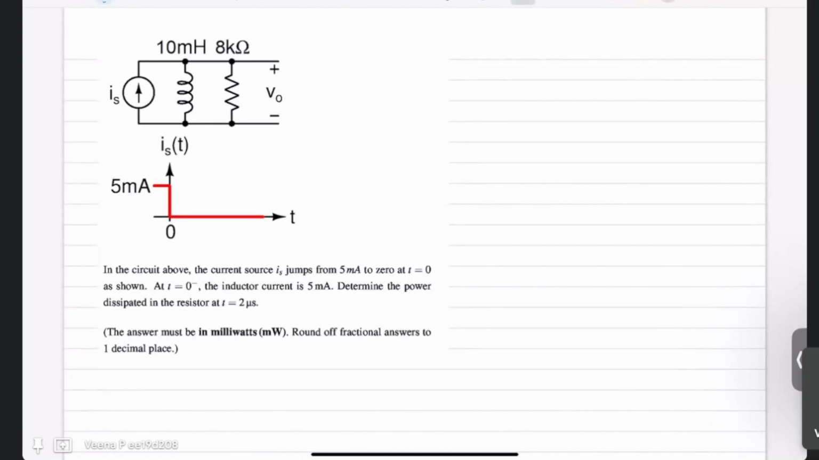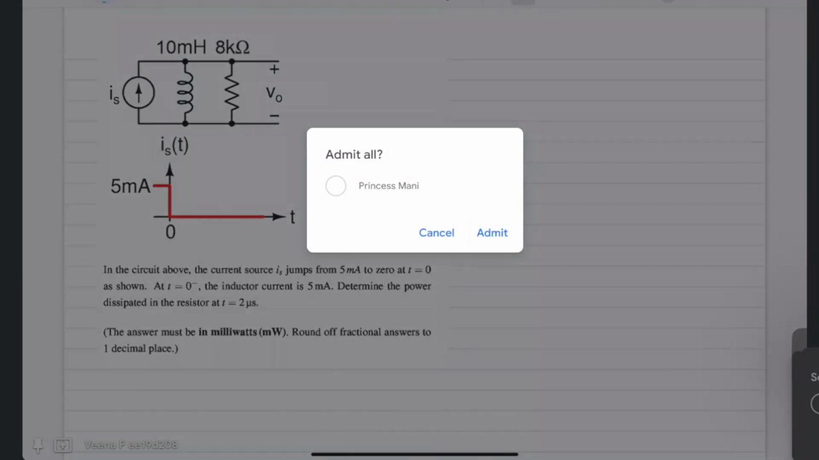In the circuit above, the current source jumps from 5 milliampere to 0 at t equal to 0 as shown. At t equal to 0 minus, the inductor current is 5 milliampere. Determine the power dissipated in the resistor at t equal to 2 microseconds.